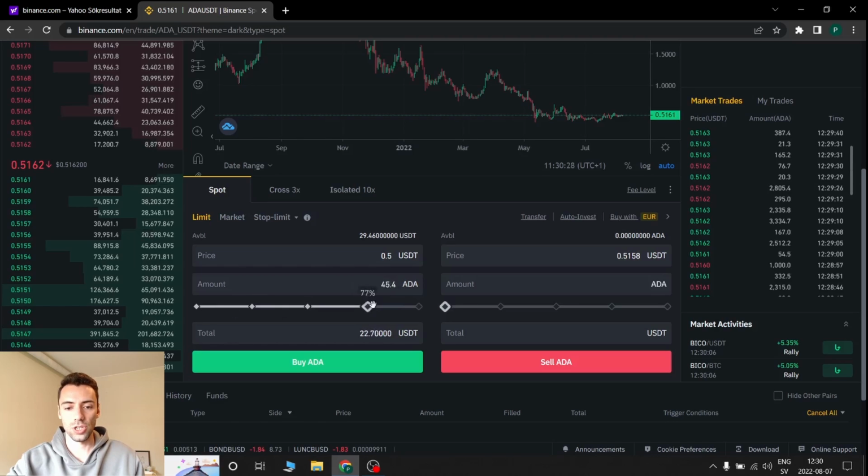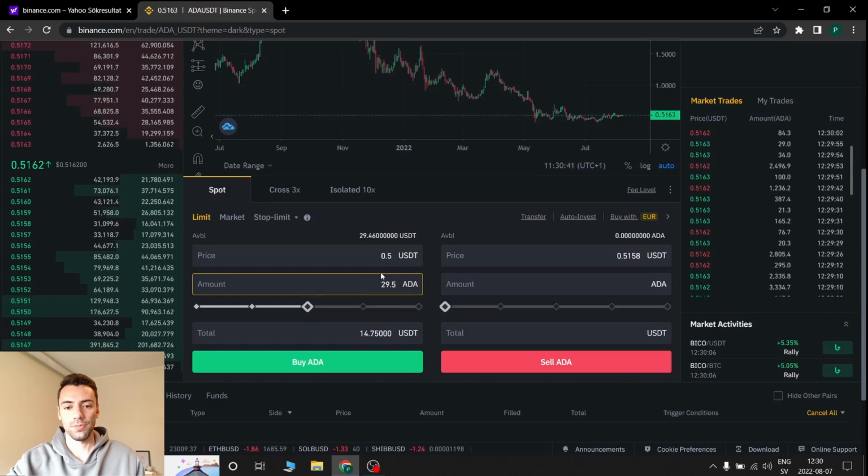So you can also change with this. And the total, this is the price that you have to pay for it. You have to pay 29.45 USDT. You want to buy, for example, with 50% of your available amount of USDT for buying Cardano at the price of 50 cents, and you click on buy.